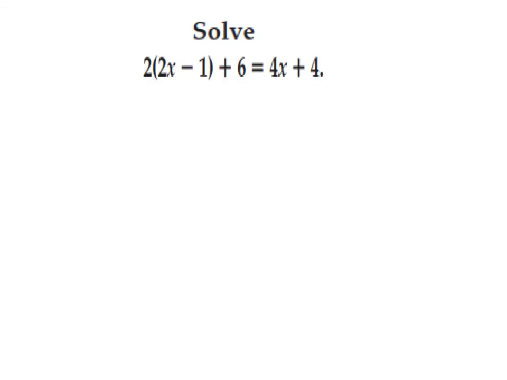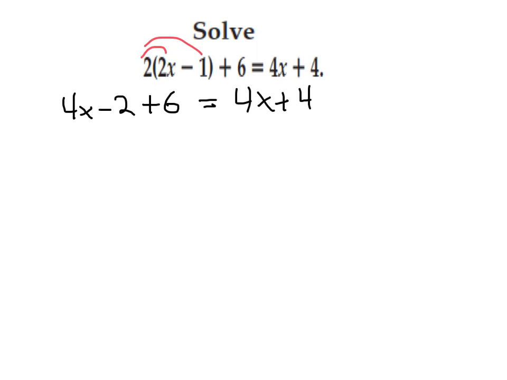Alright, let's look at this slide. We do have a grouping symbol in this one. So we need to simplify the left side and the right side before I can solve for x. So the left side needs the parentheses taken away, so I'm going to use the distributive property. So I get 4x minus 2. Parentheses disappear, but don't forget we have a plus 6 on the left side. On the right side, 4x plus 4. There are no like terms, there are no parentheses, so that side is simplified.